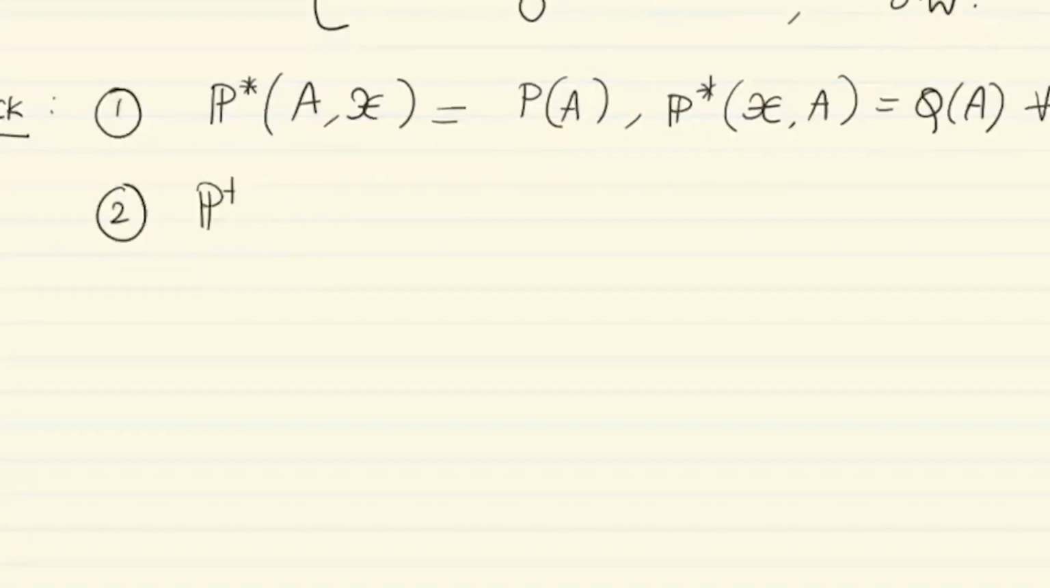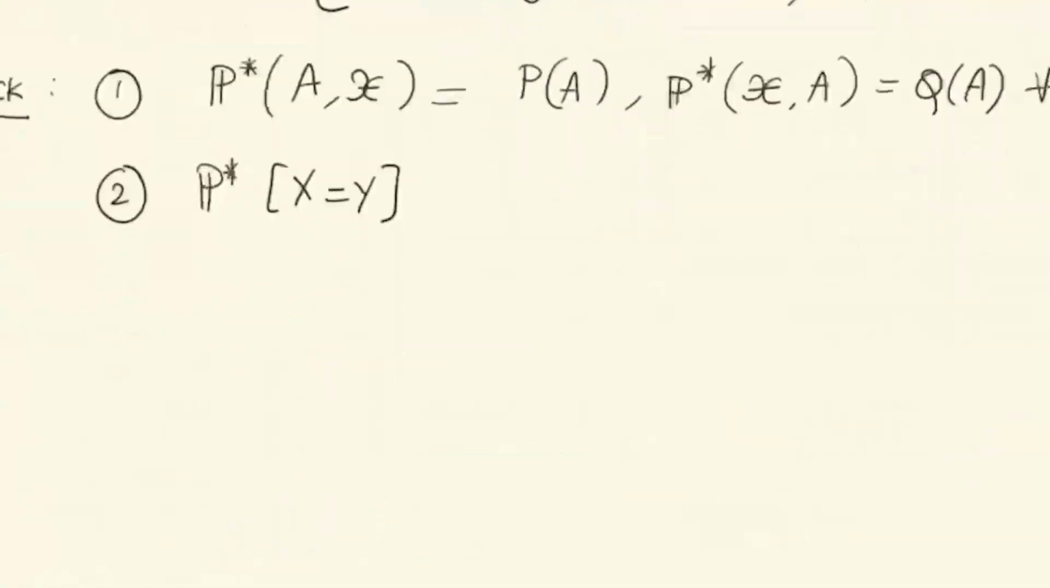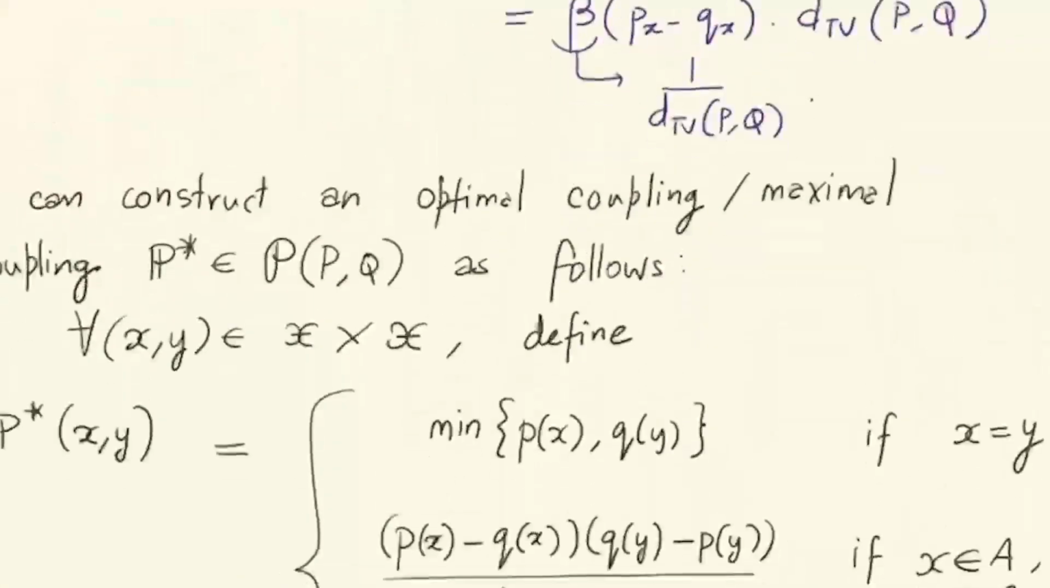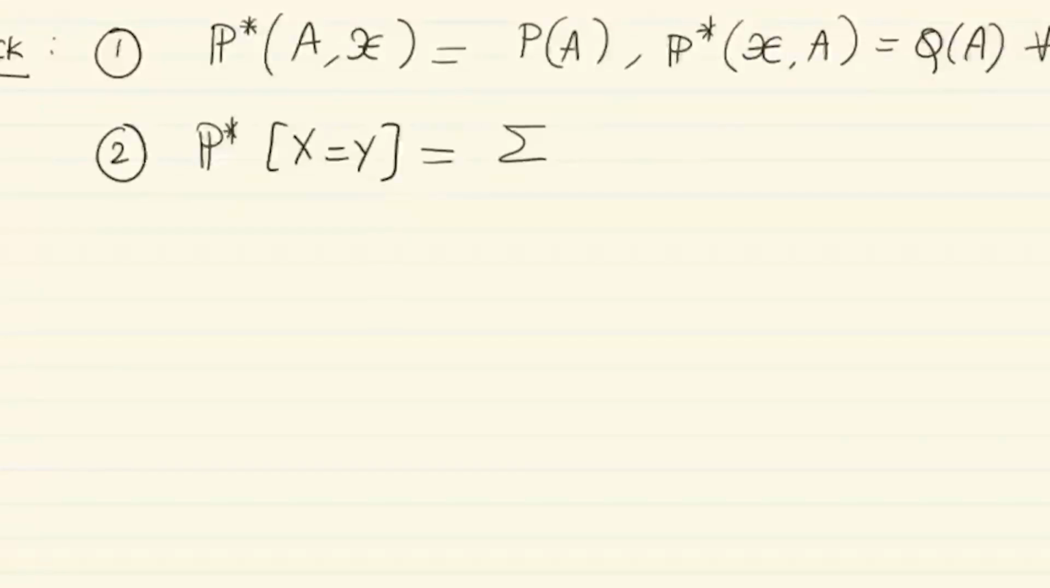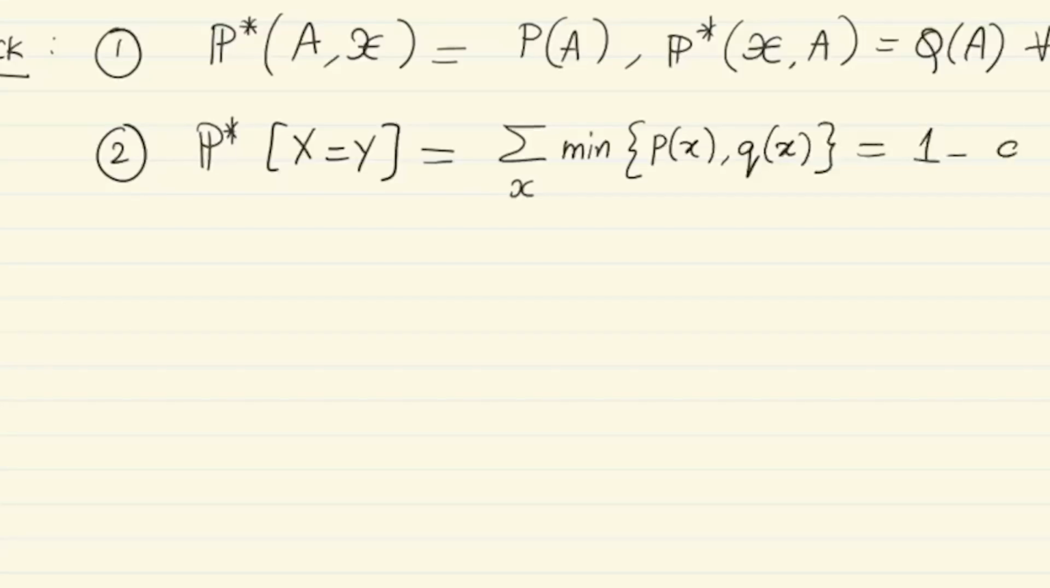More importantly, you can also check that P star of X equal to Y, using this definition of the coupling, is exactly the sum of all masses on the diagonal, where for every x, x you put the minimum of p(x) and q(x), and this is easily seen to be 1 minus d_TV of P, Q. So equality holds here with the total variation distance, and so this is exactly one such coupling that achieves equality and proves this lemma.